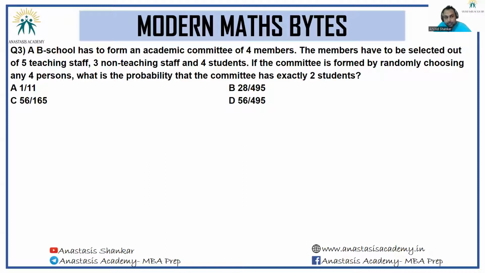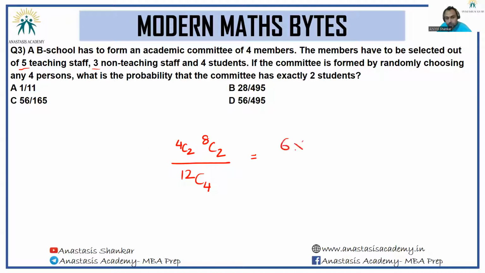A B school has to form an academic committee of 4 members. The members have to be selected out of 5 teaching staff, 3 non-teaching staff, and 4 students. If the committee is formed by randomly choosing any 4 persons, what is the probability that the committee has exactly 2 students? So if I'm choosing randomly 4 people, that can be done in 12C4 ways. But I have to ensure exactly 2 students are chosen. So 4C2, 2 students out of 4. And from 8 non-students, I select the other 2.